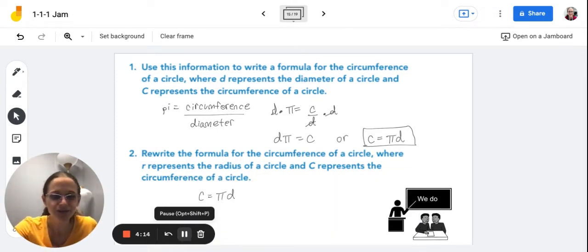Now, yesterday, you discovered that a diameter is equal to 2 radiuses, to 2 radii. The diameter is twice as long as the radius. So, think for a minute. How could you write this formula using the radius instead of the diameter? How would the formula be different if I was using the radius to find circumference instead of the diameter? Talk with your partner about it. Hit play when you're ready to discuss it as a class.